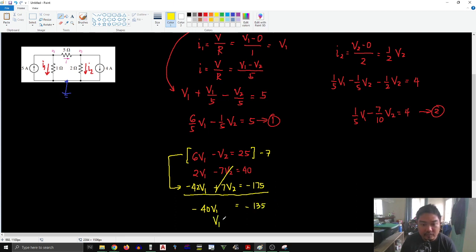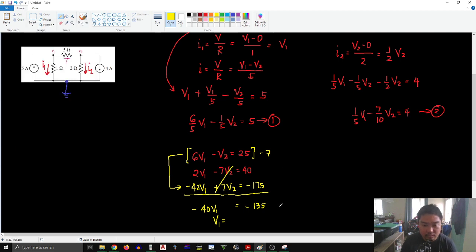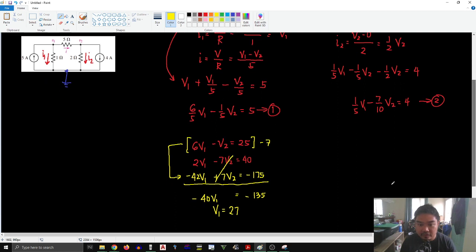So, the value of our b sub 1 is equal to negative 135 divided by negative 40, which is 27 over 8 volts, or simply equal to 3.375 volts. That is one. Now, substituting into either equation 1 or 2. It's much better here.